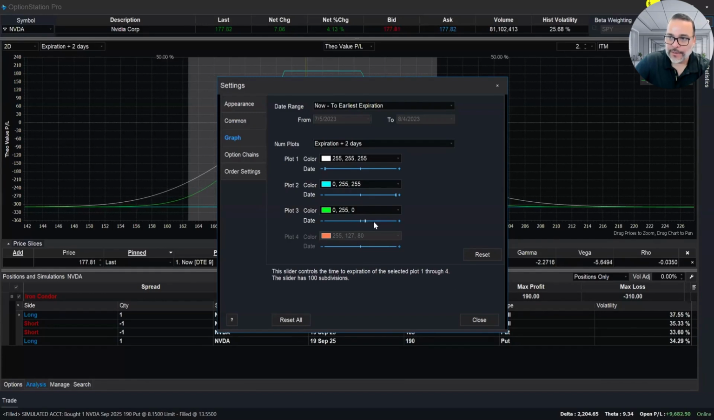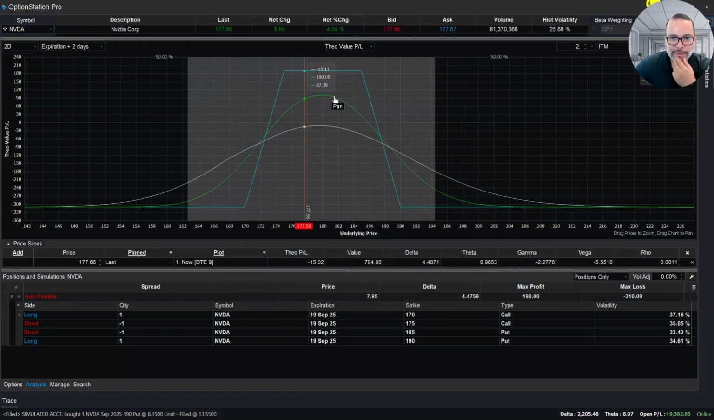to September 16th. I went a little bit too far. There we go. September 16th is a Tuesday, and maybe that's my holding period. I'm going to say I'm going to hold this spread until Tuesday and see what the profitability would be. I'm going to close this out.